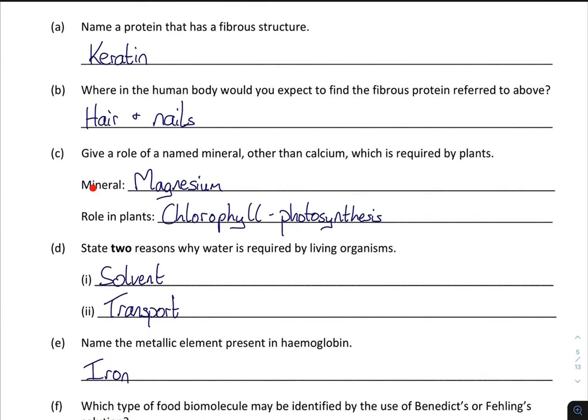Now, state 2 reasons for why water is required by living organisms. Again, it's the same question that's been asked time and time again. So it's a solvent and it's used for transport. And you can say minerals, it doesn't matter what you say for transport really, as long as you use the word transport as a solvent. There's more than that just for water, but they're the 2 easy ones to remember off by heart.